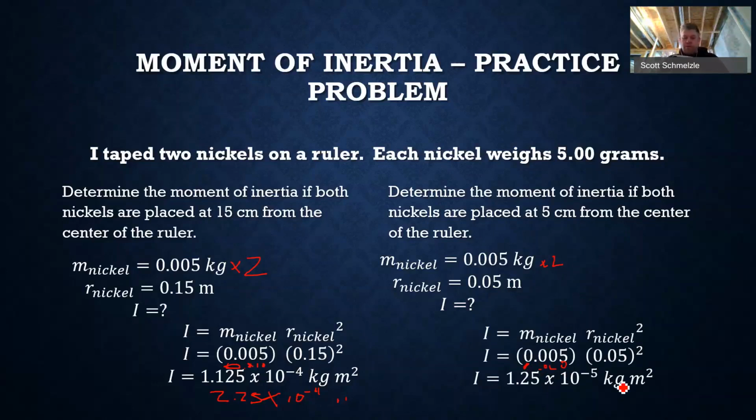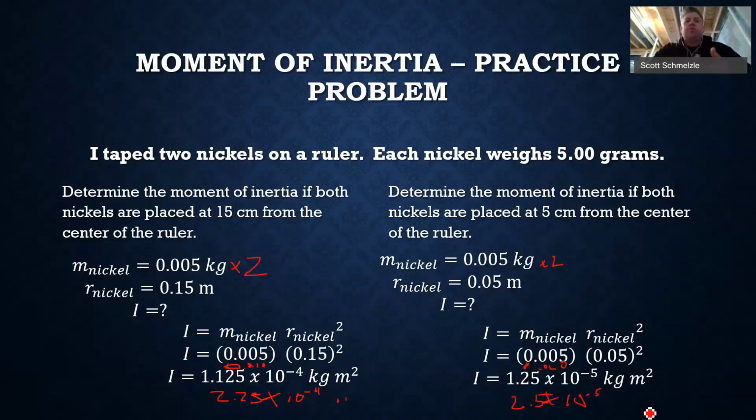So 1.25 e negative 5, times 2, that'll be 2.5. So that'll be 2.5 times 10 to the negative fifth.